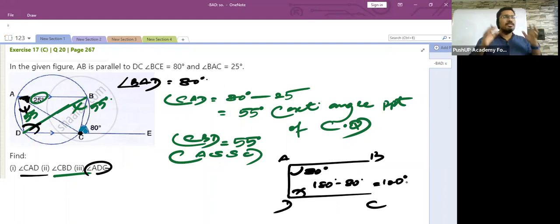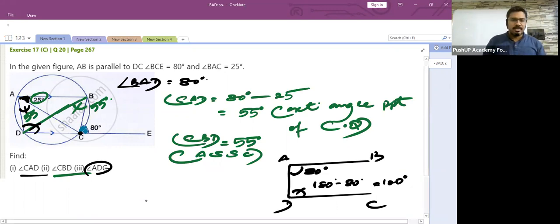So don't just limit yourself with what I teach. You know multiple methods, multiple properties. See which property will help you the most and in the shortest period of time. All right. Fine, children. So the sum is done.